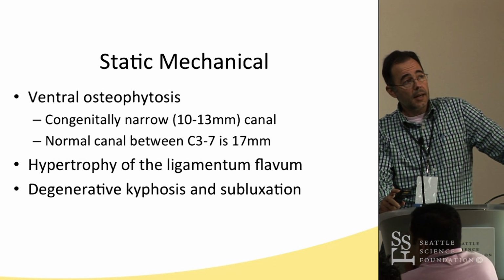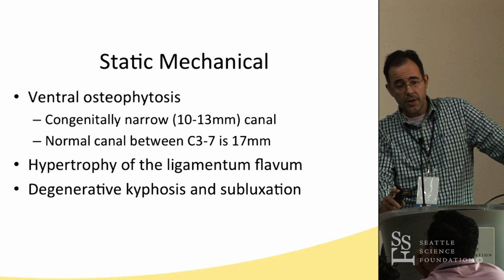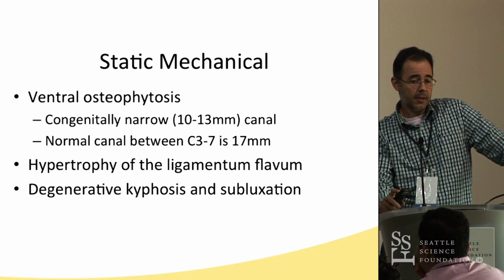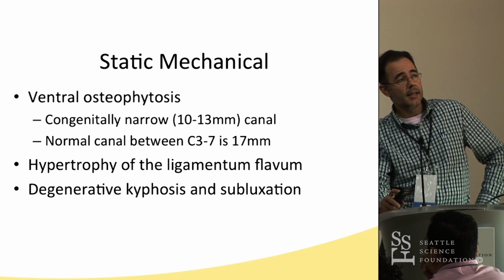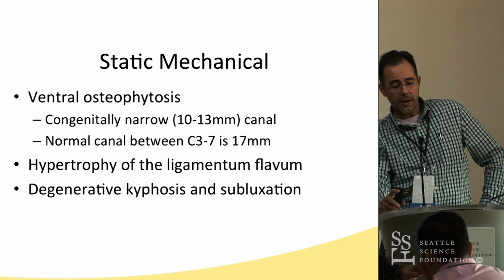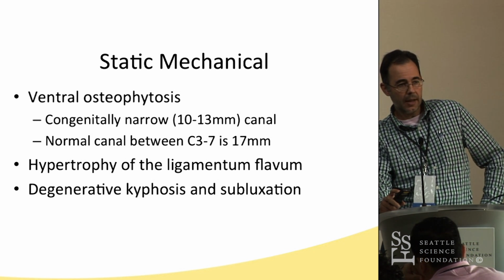So a congenitally narrow spinal canal is generally less than 12 millimeters. That's just a landmark sort of number to keep in mind. So if the spinal canal in the AP diameter is less than 12, then that patient has congenital stenosis.